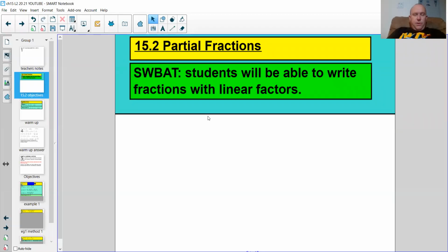Okay, this is the video tutorial for lesson 15.2. This is partial fractions, part 1. There's actually going to be 4 lessons on partial fractions. And in this one, the objective is to be able to write fractions with linear factors. And we're talking specifically about denominators having linear factors.